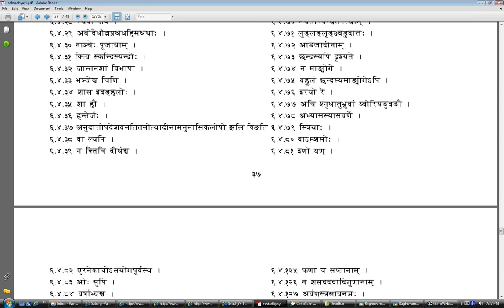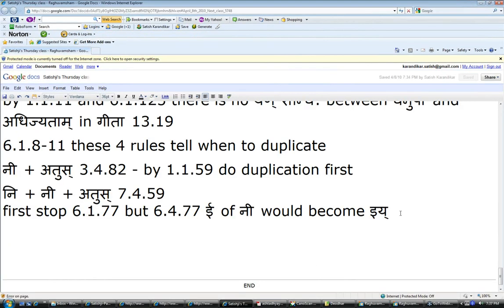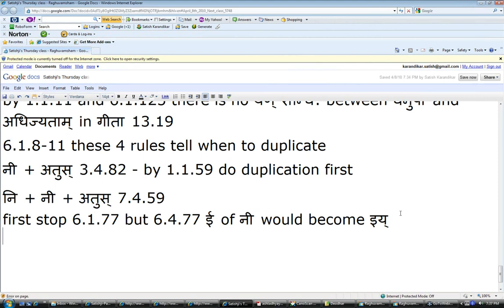But finally came 6482. We say that if you have that E-Varnanta Anga, Anekachanga, no Sanyoga prior to the E, then do the Yan Sandhi. This is only for E Varna only. 6482 is only for the E Varna. The 6477 was for E Varna and U Varna. So 6482 finally gets us the form. So by 6482, we get the Yannadeshaha.